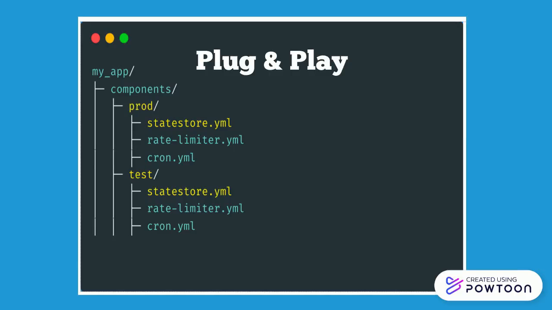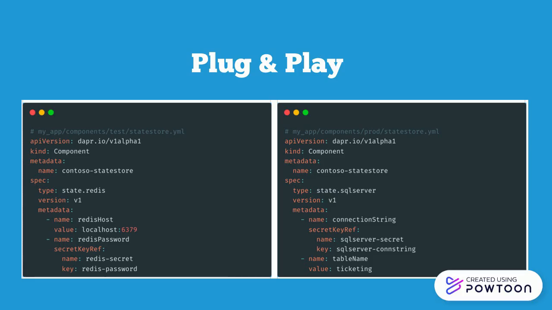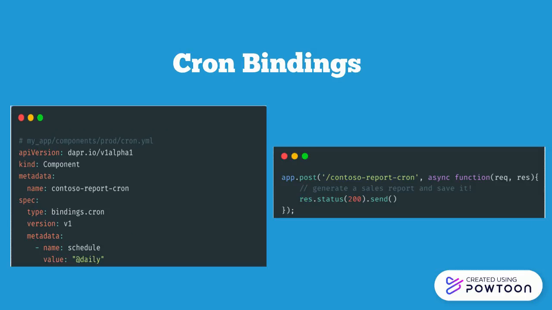For example, you can use the Redis state store while testing and the SQL Server state store in production. It's as simple as pointing to the right YAML file in the right environment, and your application code remains the same. Another capability that we can bring is the cron binding.